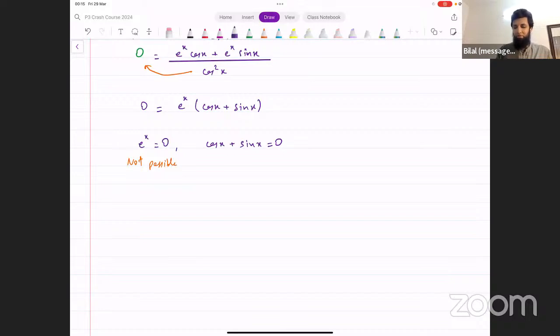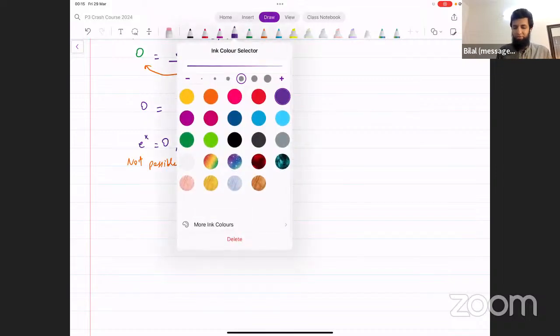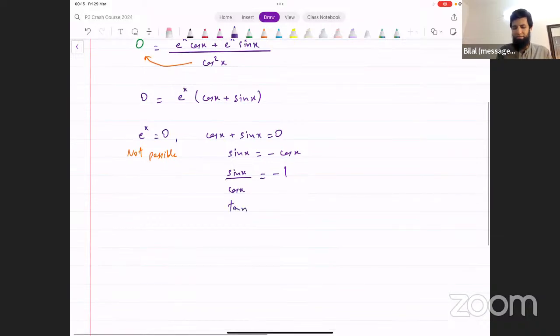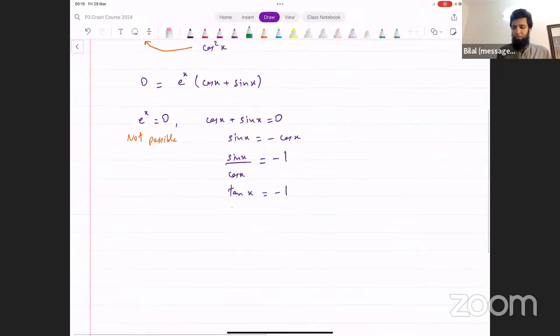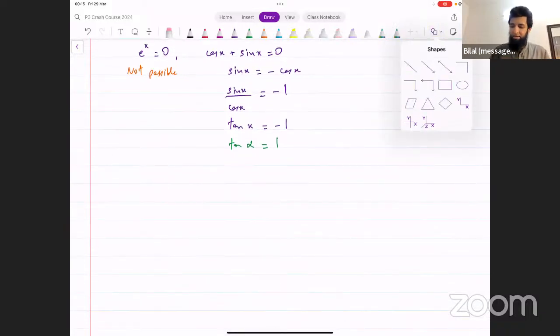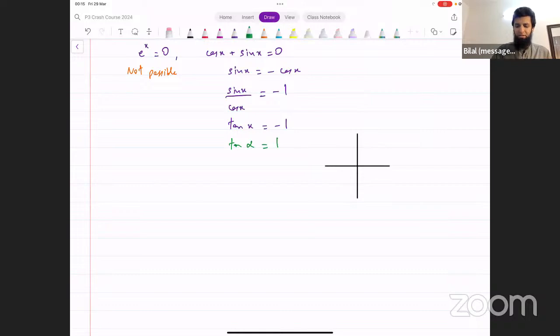From the second equation, we can say sine of x equals minus cos x. Divide cos x on this side, it will be sine x over cos x. That leaves us with minus 1 on the right side. It becomes tan of x. Tan x equals minus 1. Find the basic angle. Write this as tan alpha. Tan alpha equals 1. What's the basic angle? Basic angle is going to be pi over 4 in this case, right? Tan inverse of 1 is pi over 4. So the basic angle is pi over 4.